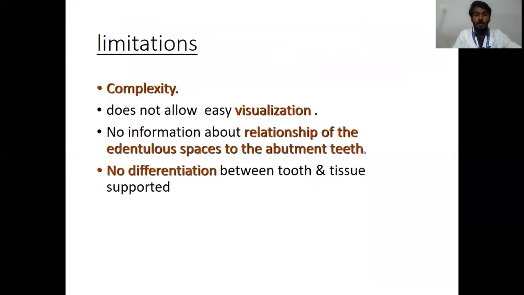So, even though Kummer's classification was given in 1920, there were various limitations in it, and these limitations included complexity of the design, or complexity in understanding the classification. It does not allow easy visualization. No information about the relationship of the edentulous spaces to the abutment teeth was given. No differentiation between tooth and tissue support.